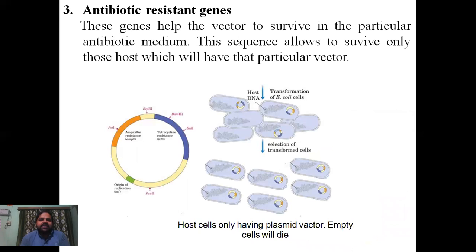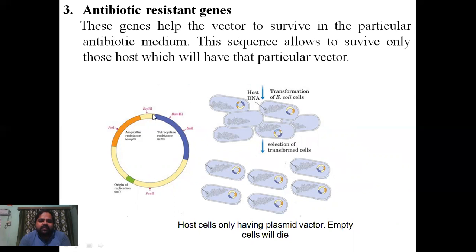The third is antibiotic resistant gene. So we can see here that this vector is having two antibiotic resistant genes. One is ampicillin resistant gene and another is tetracycline resistant gene. So first we will see what is the meaning of this antibiotic resistant gene. These genes help the vector to survive in a particular antibiotic medium, and this sequence allows to survive only those hosts which will have that particular vector.